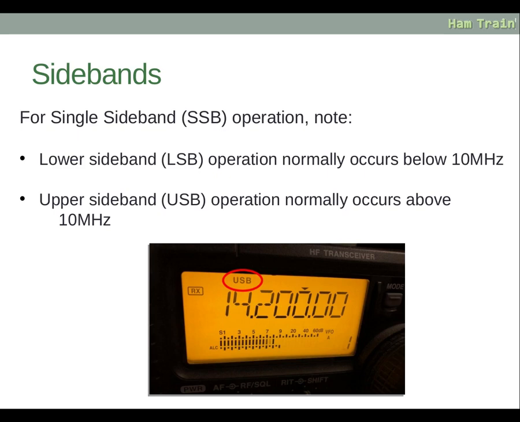So for single sideband operation, note that the lower sideband is normally used below 10 MHz. You could use either, but it's general practice that lower sideband is used below 10 MHz. Above 10 MHz, it is normal practice to use upper sideband. There's no law stipulating this, but it's a general convention that if you're above 10 MHz, people will be listening and transmitting on upper sideband, below 10 MHz, lower sideband. So this is just convention.